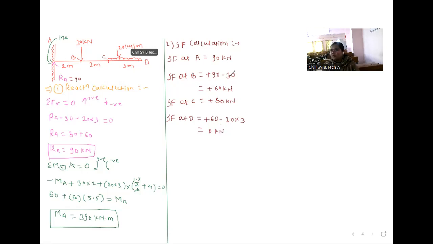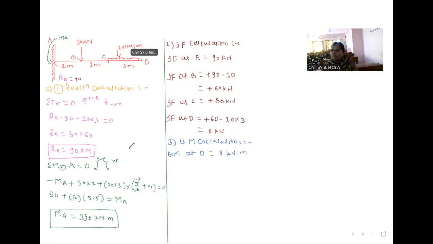The next step, we will move towards bending moment calculations. Third step is bending moment calculations. So we will start bending moment from D point. Bending moment at D, which is equal to... at D, force is there, but perpendicular distance is 0. So bending moment at D, which is equal to 0 kilonewton meter.